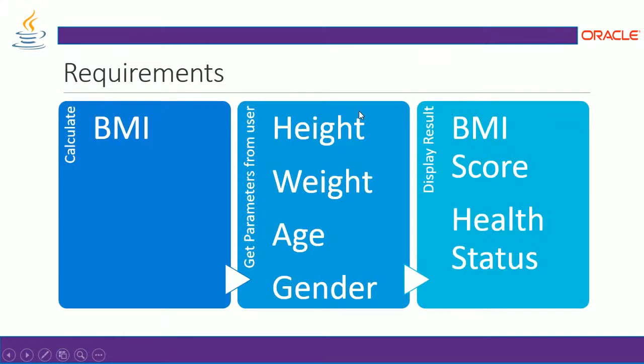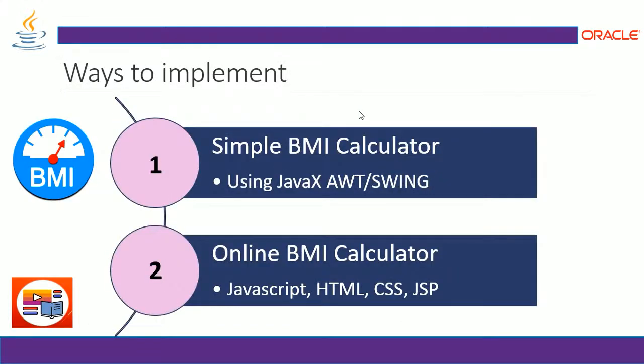Now to understand this in detail, let's first understand how we can implement this particular tool. There are so many ways, and out of all those ways there are two we are going to present here. One is a simple BMI calculator using Java AWT and Swing, and another is an online BMI calculator using JavaScript, HTML, CSS and JSP.